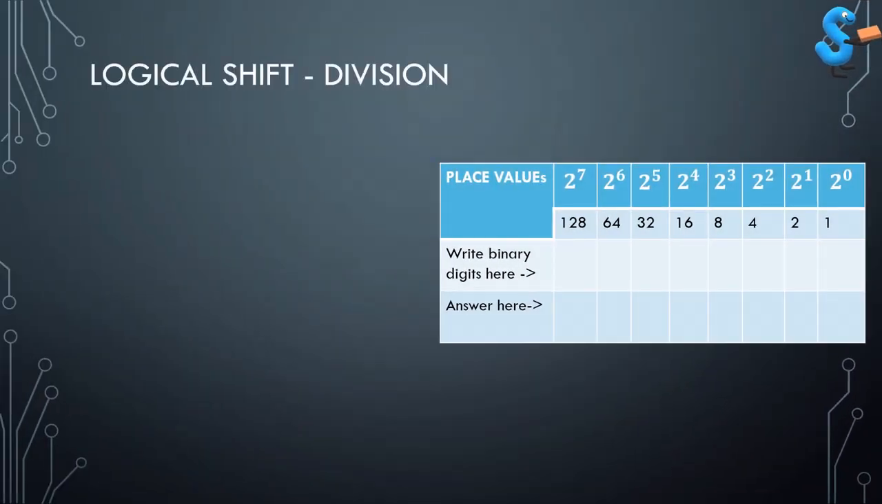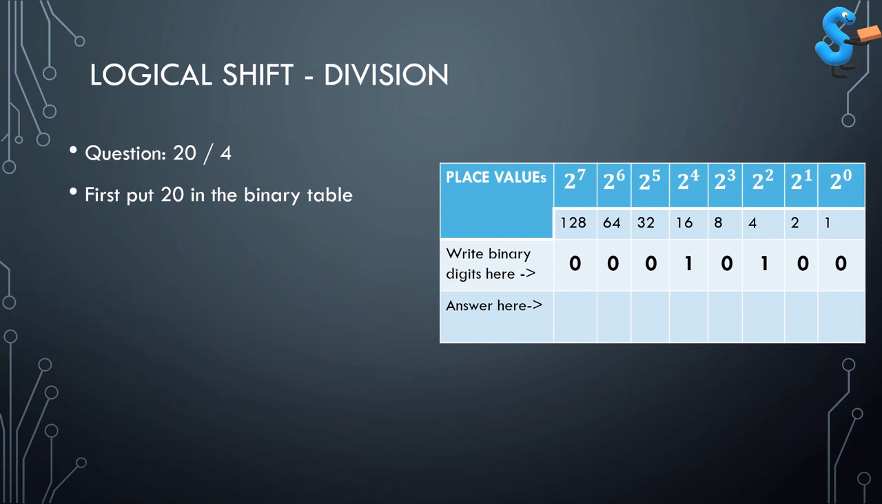In division, the shift is towards the right since your binary number would be getting smaller. So our question is 20 divided by 4. So the first thing you need to do is put 20 in the binary table. Once you put it in the binary table, as I said before, the shift is towards the right. The question is 20 divided by 4, and 4 is actually 2 to the power of 2. The thing you need to remember from the last lesson is that the shift is based on the power. So the power here is 2, so the shift will be twice to the right.